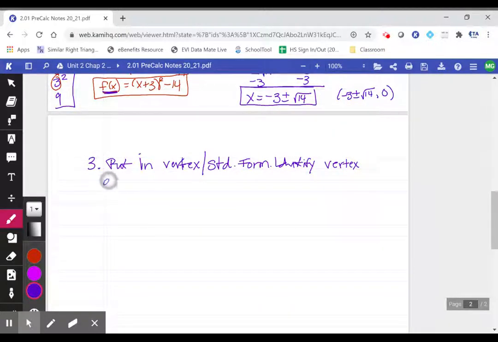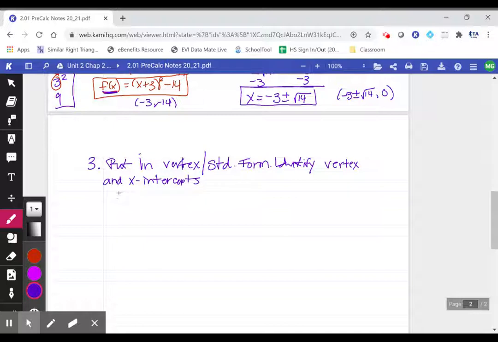Identify vertex and x-intercepts. Hopefully you can read that. So again, it says put in vertex form. Identify the vertex and x-intercepts. So on the last one, our vertex here would have been negative 3, negative 14. But it didn't ask you to specifically state the vertex. So that's why we didn't write that one out.